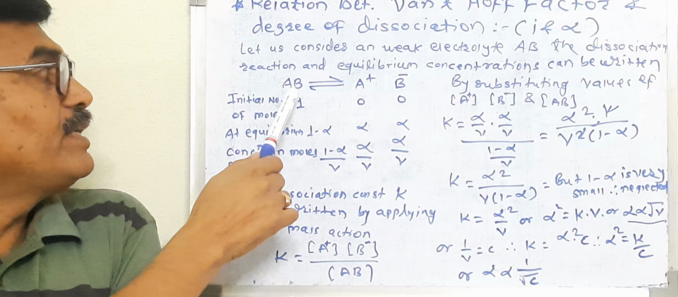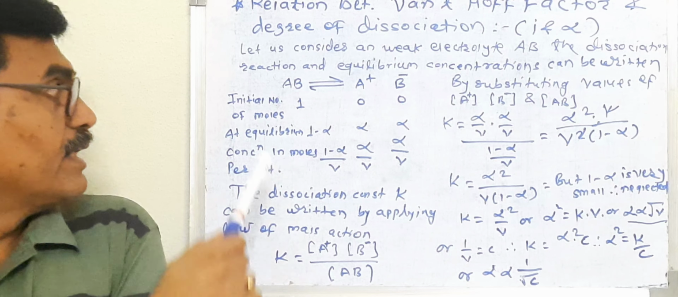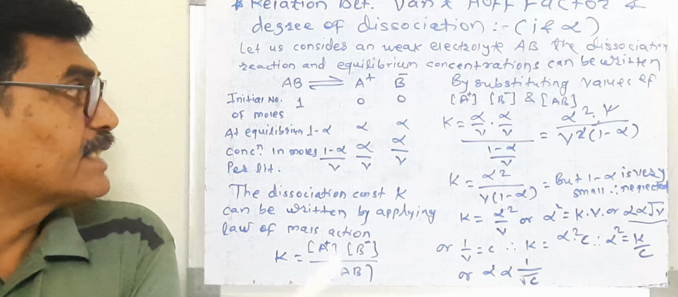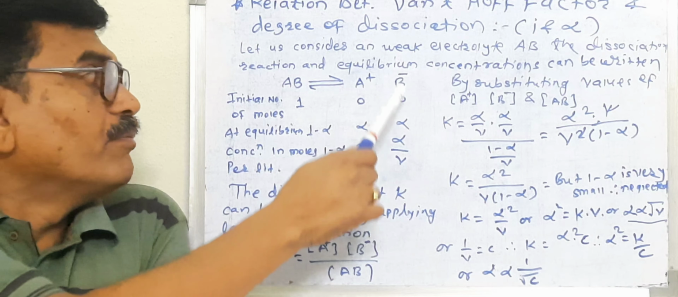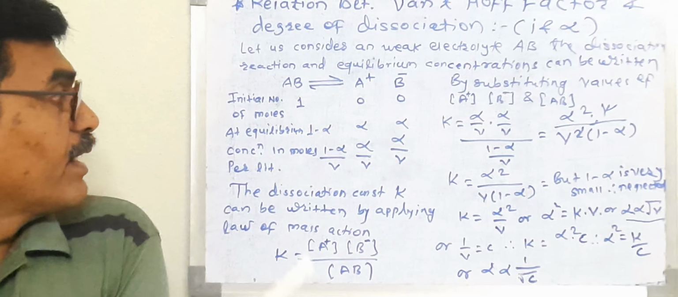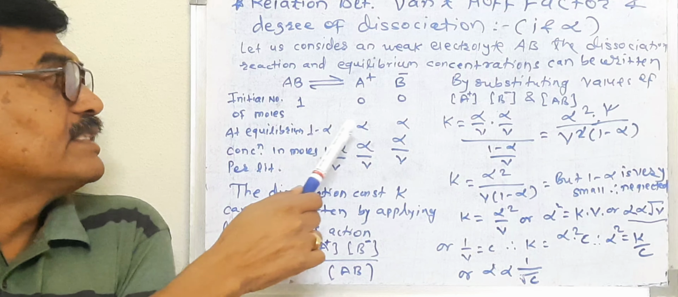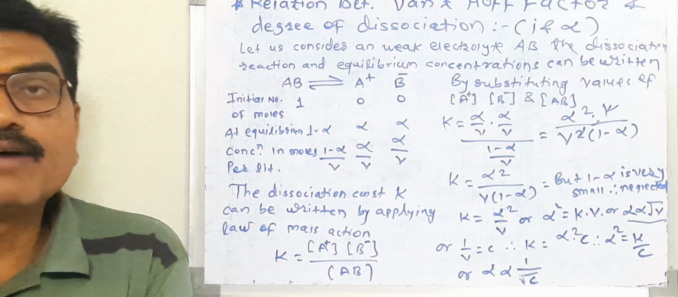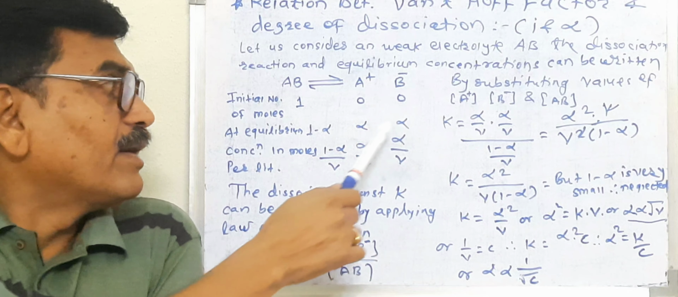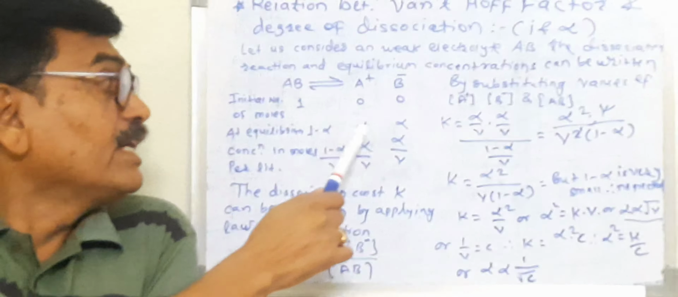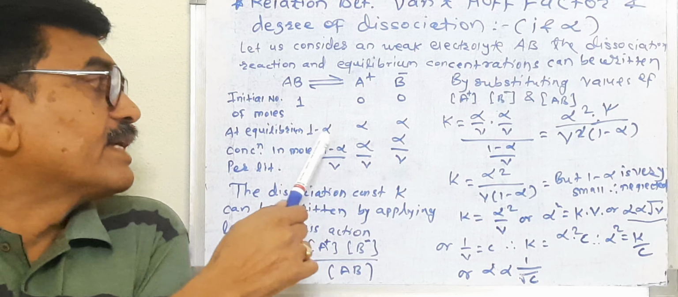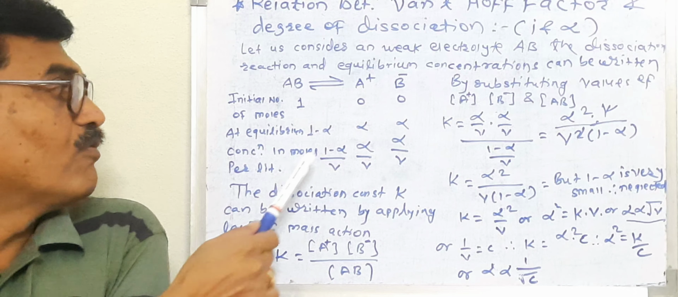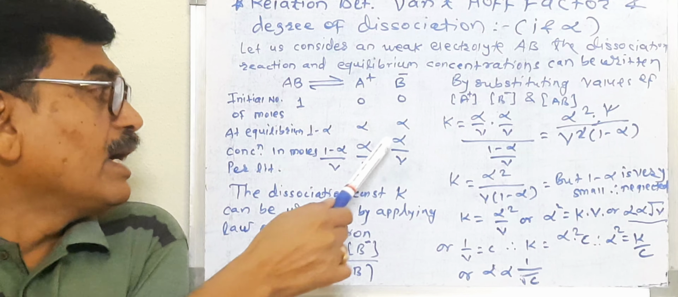See here, AB gives A plus and B minus. Initial number of moles of AB is 1 at the beginning before the reaction. At that time A plus is 0, B minus is 0. Then at the equilibrium stage, alpha is the degree of dissociation. So the number of moles at equilibrium are AB 1 minus alpha, A plus alpha, B minus alpha, because this is the degree of dissociation at the equilibrium stage. Then concentrations in moles per liter are 1 minus alpha upon V, alpha upon V, alpha upon V.